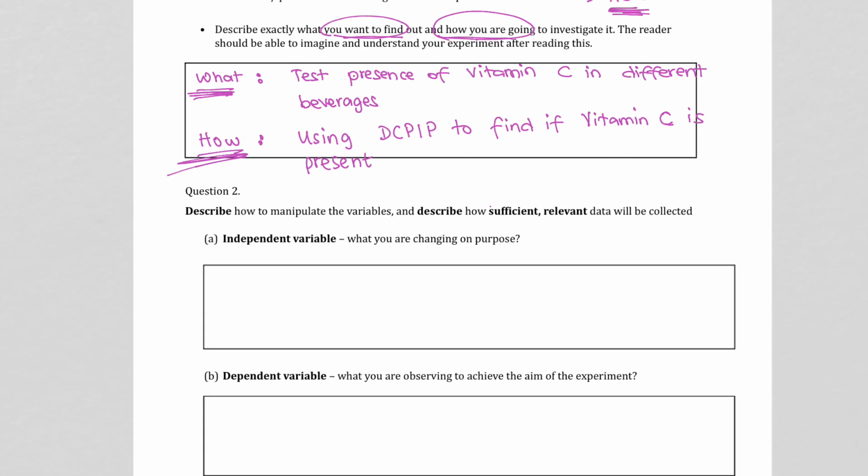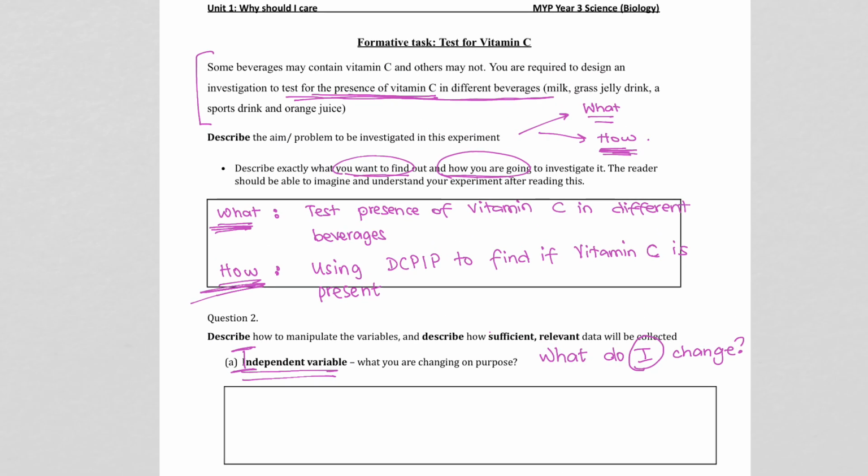The second question is the variables. Independent, you see there's I in it. The I tells you what I change. And if you look at this experiment here, what is the thing that I am going to change every time? One time I'm using milk, one time I'm using grass jelly, one time I'm using sports drink, one time I'm using orange juice. So every time I'm using a different beverage.